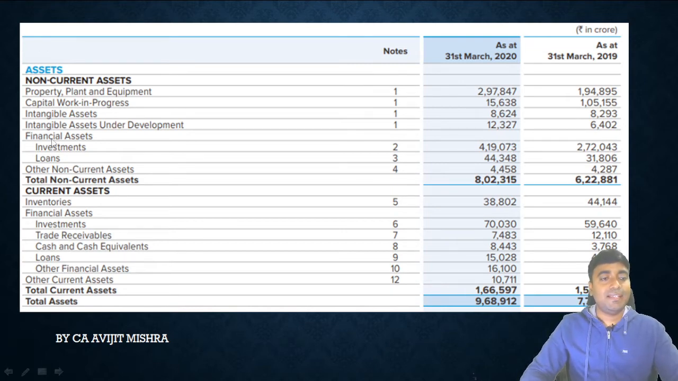The next category is financial asset. In the financial asset, two components are coming: one is investment and the second is loan.